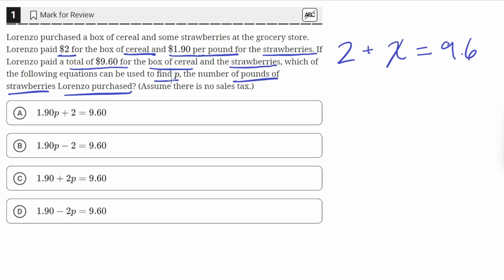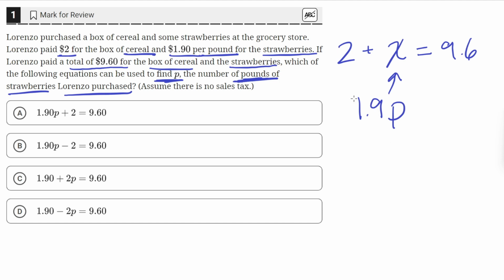So we know that he purchased P pounds of strawberries. So P here represents how many pounds he purchased. And each pound is $1.9. So if we multiply P with 1.9, that will give us the total cost of buying strawberries.